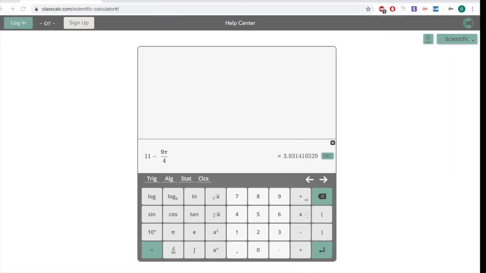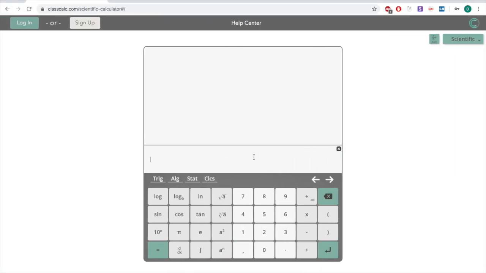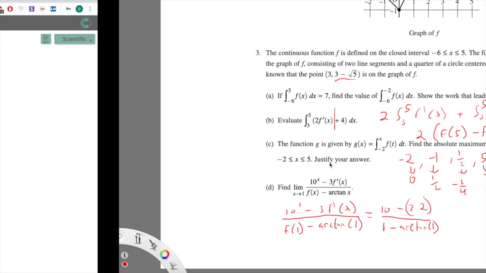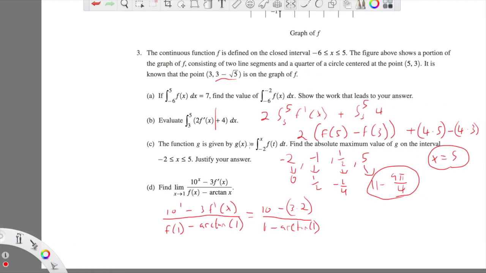And now we can go ahead and plug this into our calculator. So that's going to be 10 minus 6 over 1 minus arctan of 1. And we want to make sure we're in radian, which we are right now. So that's going to be 18.639. Which is the correct answer.